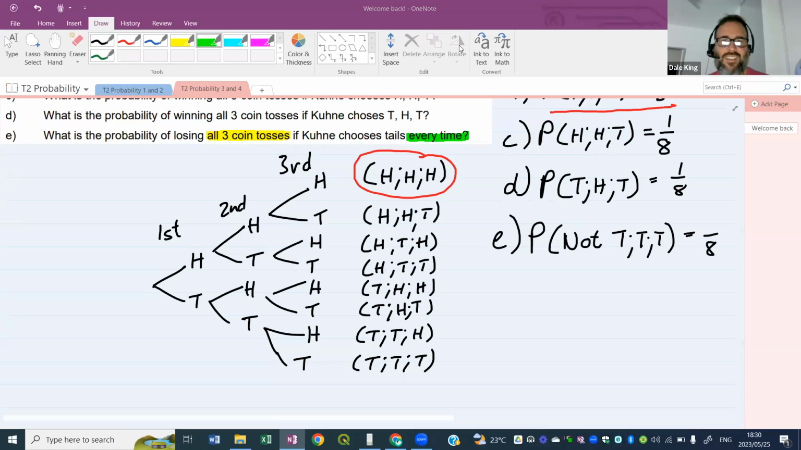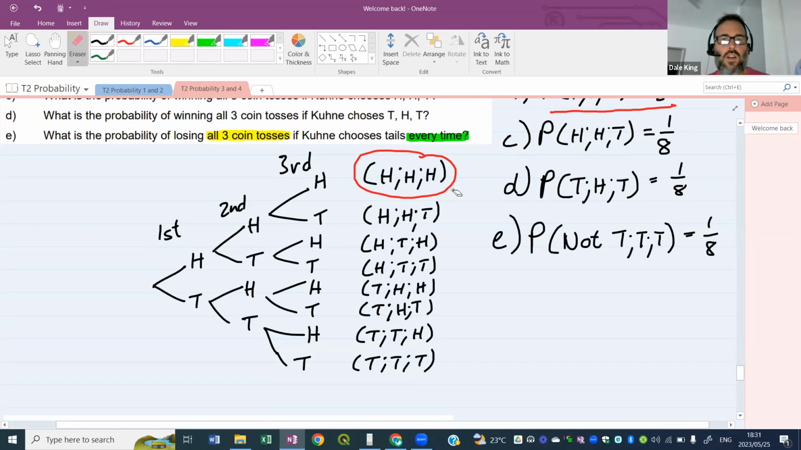Lauren's like, I knew it. Excellent. So it's 1 over 8. It's losing, which means you got to get heads. Yes, never doubt your instincts. You're absolutely right. The first thing that comes to your mind is usually the correct one.